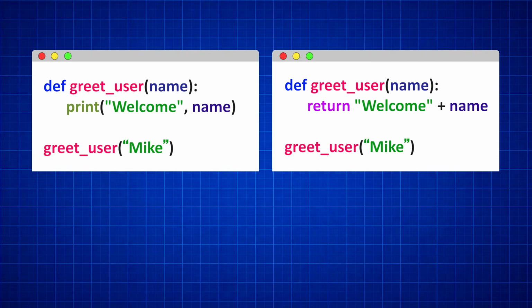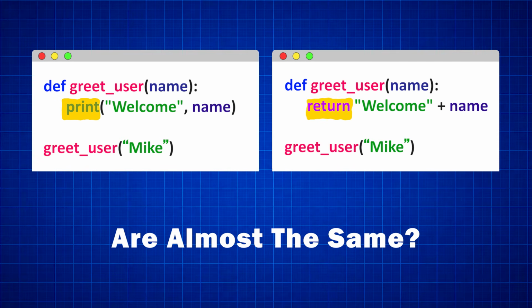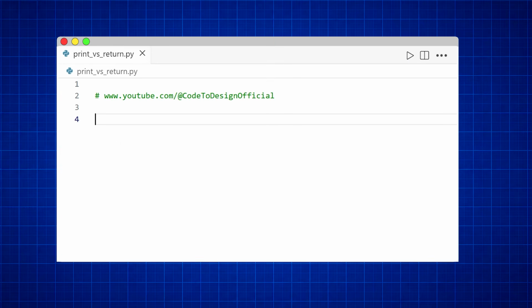A lot of beginners think that print and return are almost the same thing in Python, because technically both give us some kind of output. So to understand the difference between print and return, let's first create a very simple function.